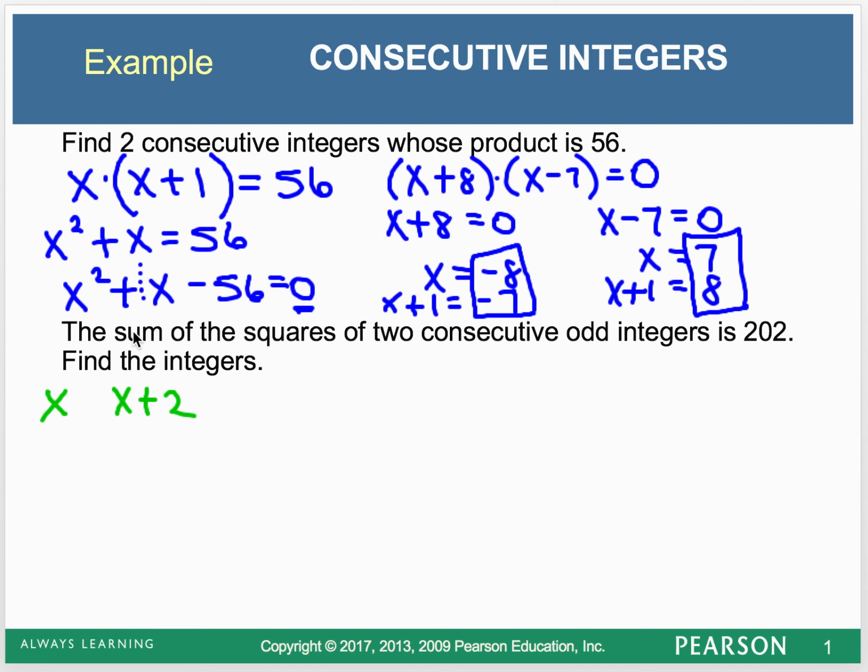Sum means adding. So this time instead of a product, right, I'm going to sum these integers. But not just the sum of the integers, the sum of the squares. So I need to square these integers, right? Now this is the sum of the squares of two consecutive odd integers. And that is 202. And voila, there we have our equation again.